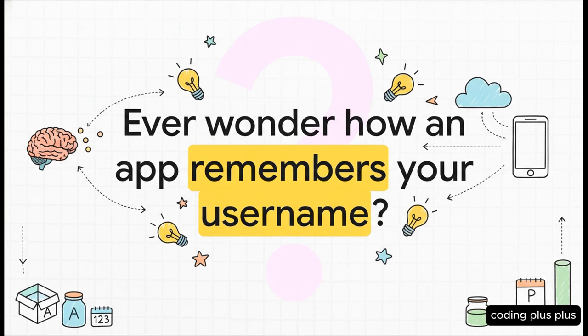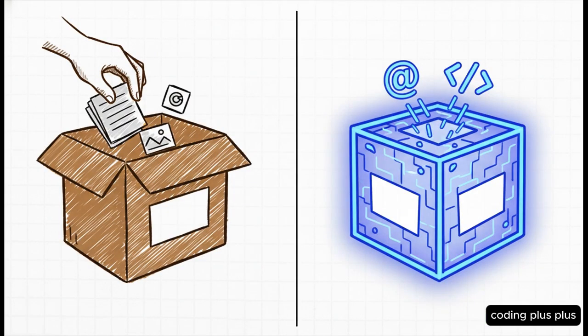You know when you log into an app and it says, "Hey, welcome back." How does it do that? How does a computer actually hold on to a piece of information like your name? Well, the answer is actually way more intuitive than you might think. Computers basically use the digital version of a labeled storage box. That's it. It's just an organized way to put information somewhere so you can find it again later.